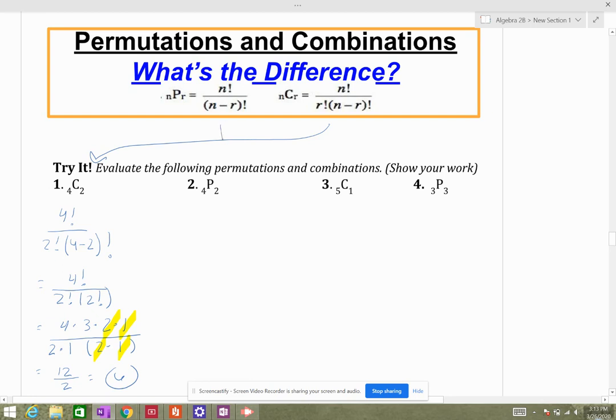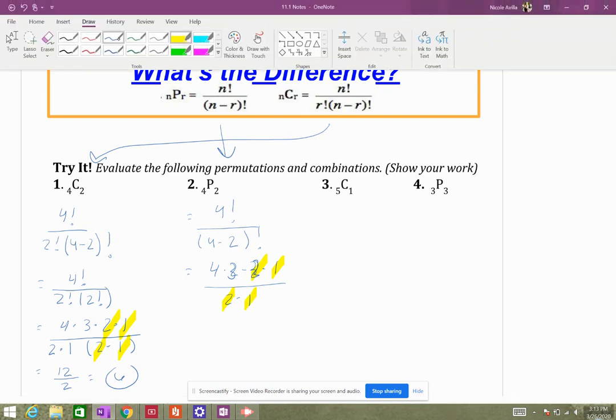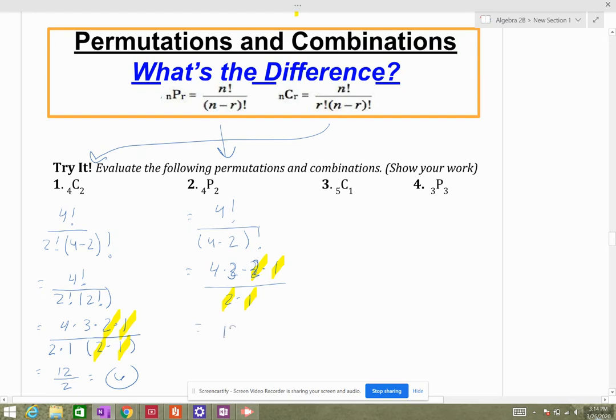This one I'm going to do a permutation. Same idea, except I'm not going to have that extra r factorial. So I'm going to have 4 factorial over 4 minus 2 factorial. So from our previous problem, we can see 4 times 3 times 2 times 1 over 2 times 1. I'm still going to cross out my 2's and my 1's, but notice in this case, all I have left at this point is 12. So there's more ways to select 2 things out of 4 if the order makes a difference.